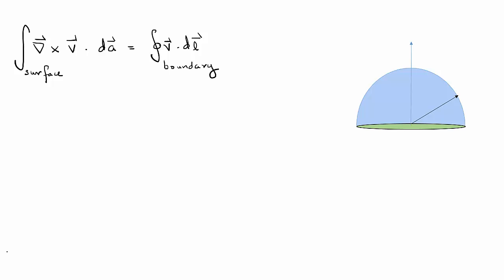The flux of the curl of a vector field V on a surface is equal to the line integral of the vector field V along the boundary, the closed boundary of the surface. As you can see from the diagram, we have several surfaces. In particular, we have a blue spherical surface, a hemisphere, and a green circle, and they're both bounded by the black circular shape here.